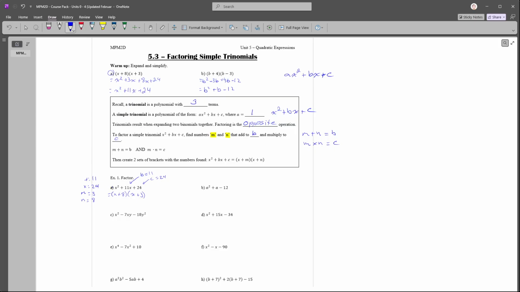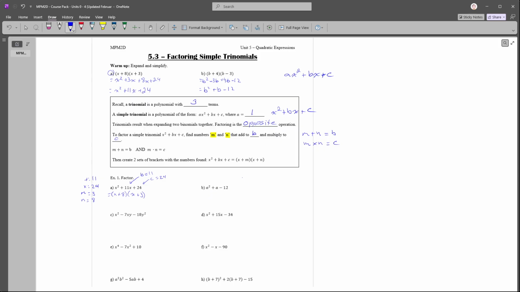Now, you're probably asking yourself, does it matter which order it comes in? M, N, what if M is 8 and N is 3? It will still work. You just might have to do an extra step sometimes to make that happen, but it will still work. It doesn't matter which order you actually choose them in. Mathematically, you're still good.